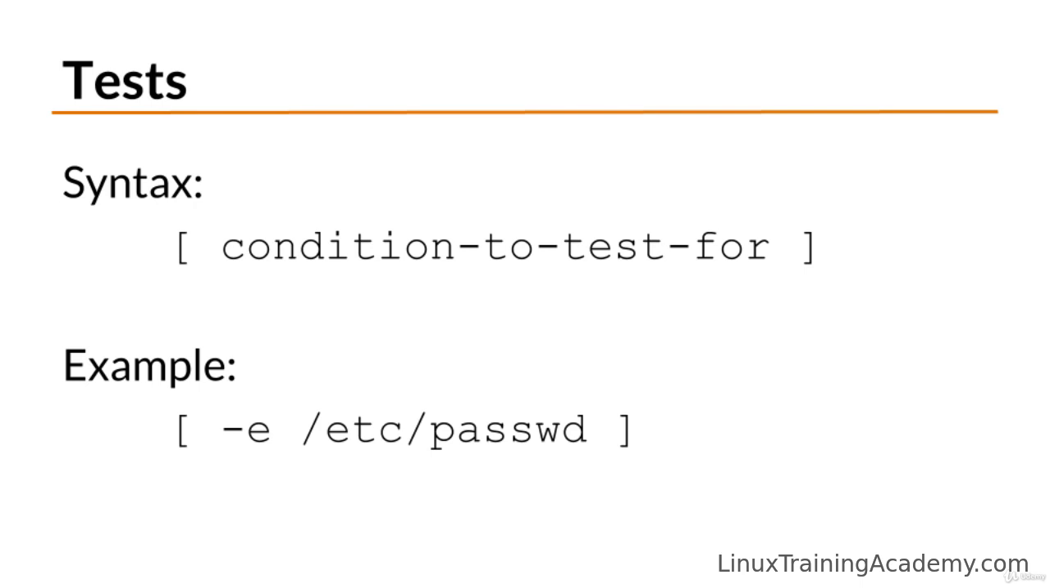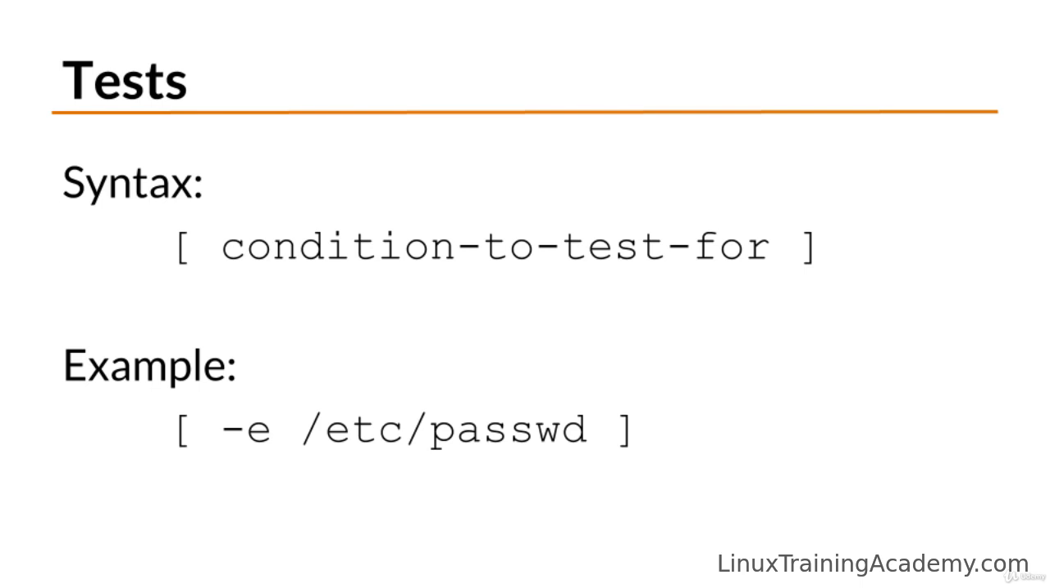To create a test, place a conditional expression between brackets. The syntax is open bracket, condition to test for, and close bracket. You can test for several types of situations. For example, you can compare if strings are equal, if a number is greater than another, or if a file exists. This test checks to see if /etc/passwd exists.